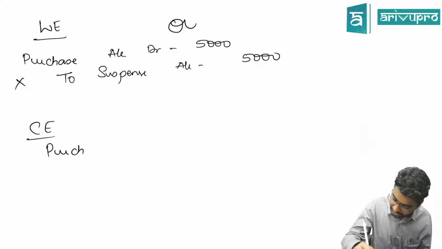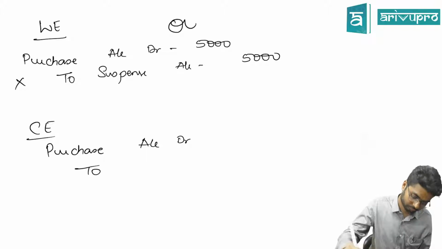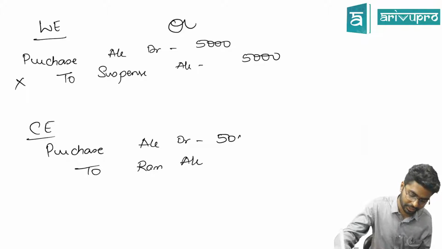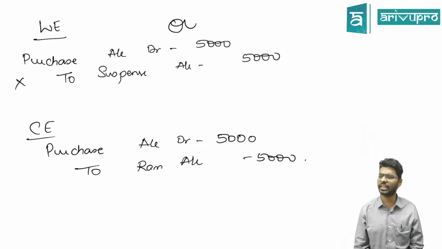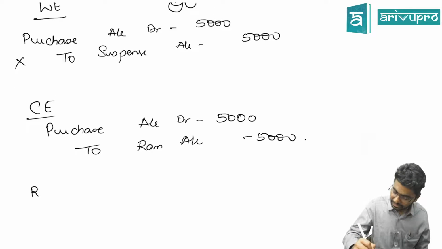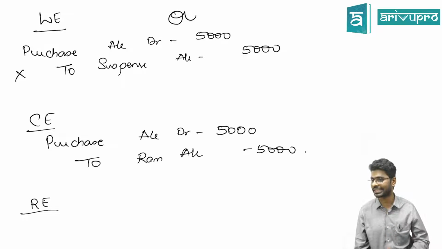Purchase account debited to Ram account 5,000. Till here, anyone has any problem? Now when I say rectification of errors or rectified entry, you need to understand anything is an error in accounting.